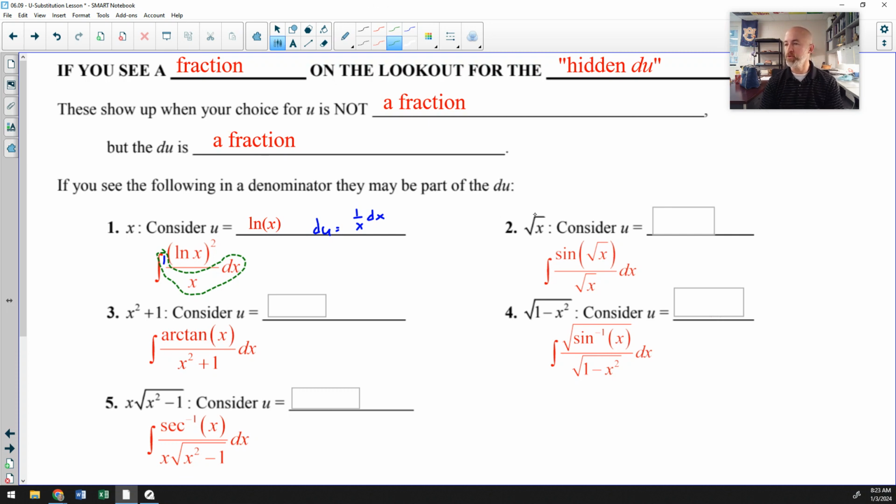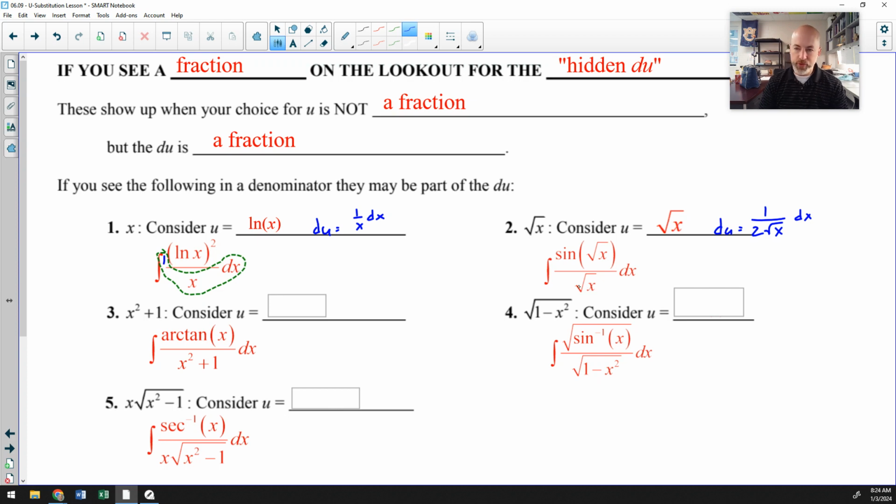If you look at number 2 over here, if you see a square root of x in the denominator, then you might want to consider u equals the square root of x. And I'm going to solve this one later as well, because if u is the square root of x, then the derivative of that choice for u, or the derivative of root x, is 1 over 2 root x. And then I'll put the dx over here. And so I'm looking for that du. I need a 1 over 2 root x dx.